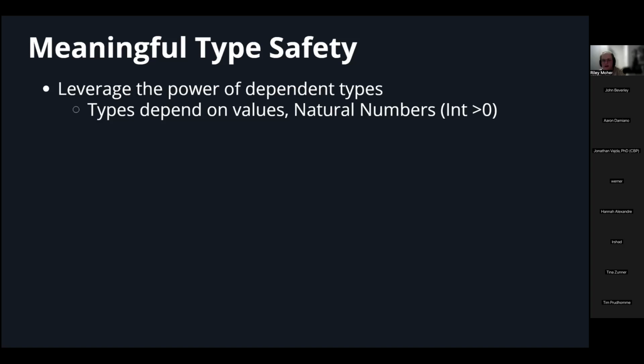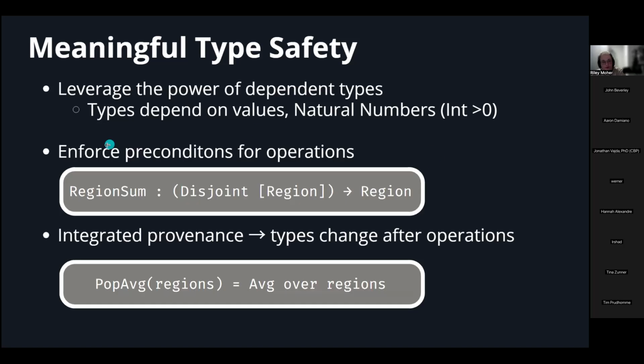So the basic idea behind our meaningful type safety framework here is to leverage the power of dependent types. And to give you an intuition for what a dependent type is, as opposed to simple data types like we have been talking about before, this is where the types of variables themselves depend on values. So where we might have the simple data type of integer, right? We can instead describe a dependent type called natural numbers. And those are integers where their value is greater than 0, right? So with those, we can enforce preconditions for operations.